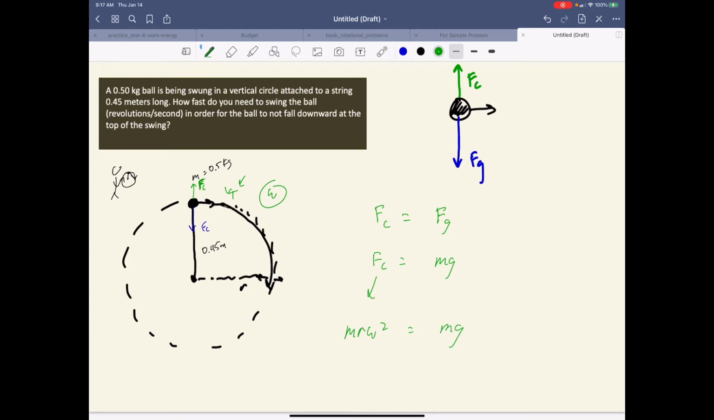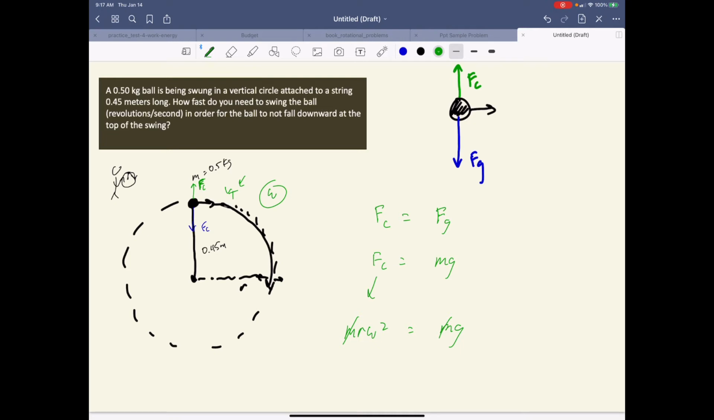Hey, guess what? Mass doesn't matter. You could be spinning a car for all you care at the end of the string. The mass is irrelevant. You would have to spin that car at the same rate as you would have to spin a ping pong ball to keep the car from falling. And that's a really interesting thing about physics, how often the mass of objects is irrelevant.